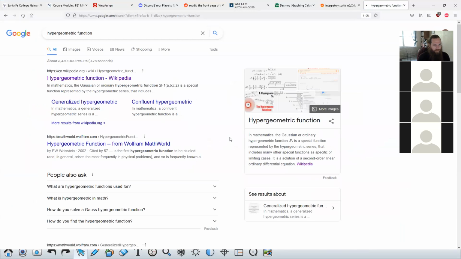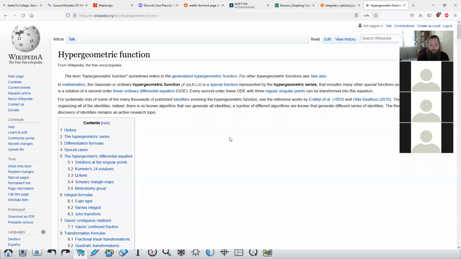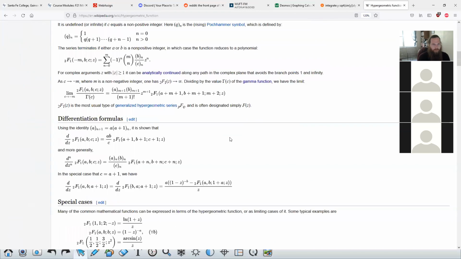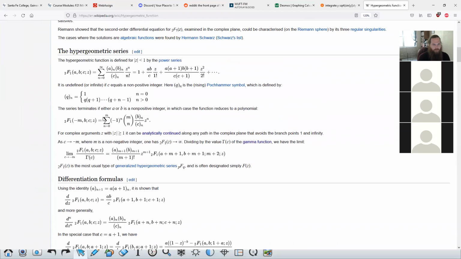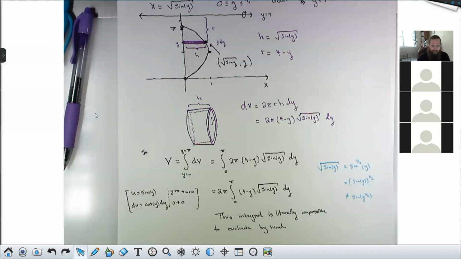I worked a lot with Q-basic hypergeometric functions. Regular hypergeometric functions aren't quite as bad, but here's the 2F1. It's a weird thing. It's a very weird thing. So at this point, they just want us to use a computer.